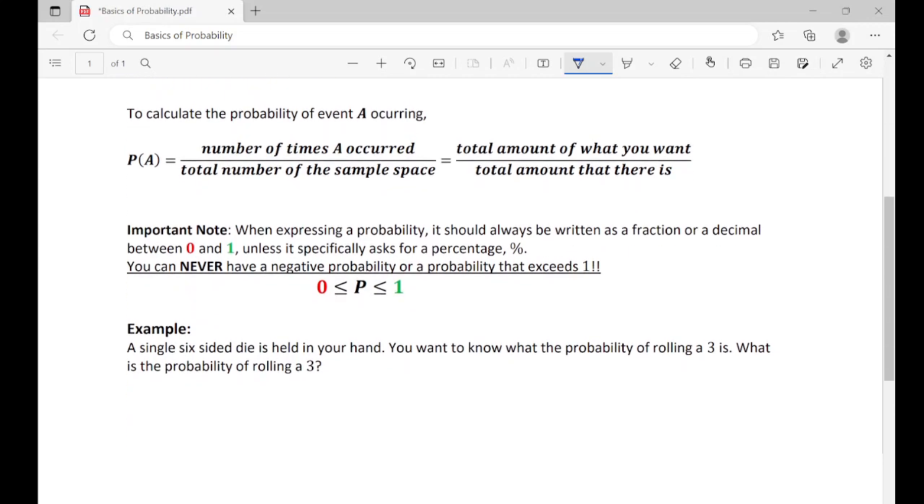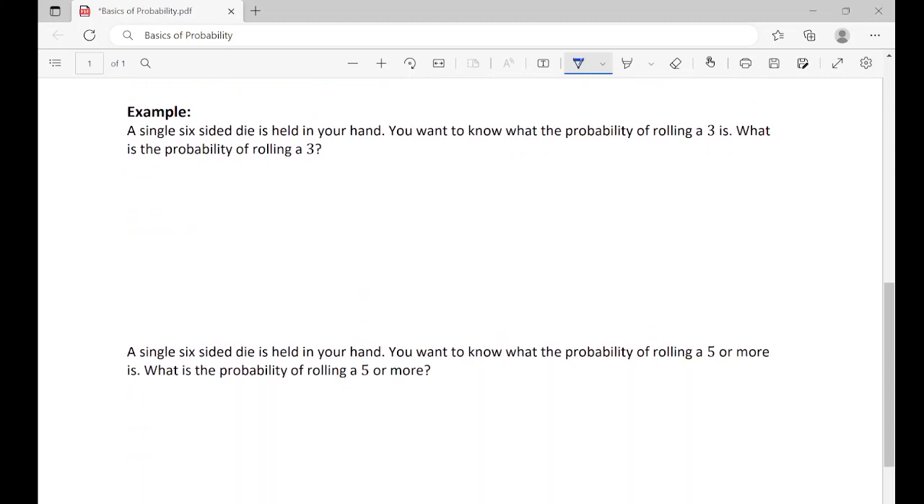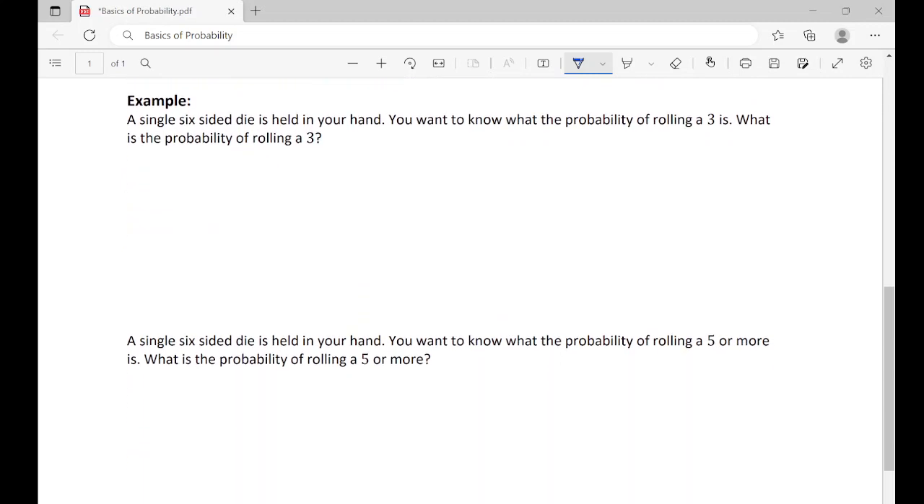So let's do a couple examples to get our understanding of it a little bit better. So let's start off with a single 6-sided die being held in your hand. You want to know what the probability of rolling a 3 is. What is the probability of rolling a 3?